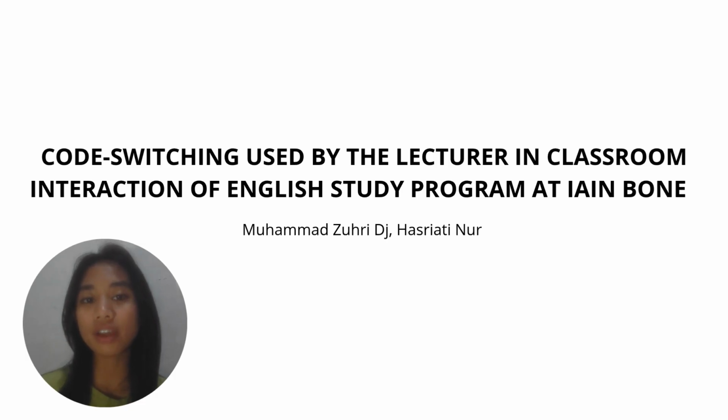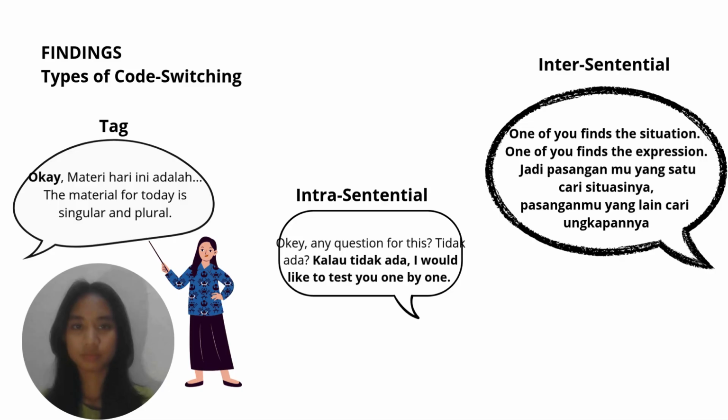So, in their classroom observation and video recordings, they discovered that the lecturer used three types of code switching. The first one is tag switching, the second one is intrasentential switching, and the third one is intersentential switching. Now, let me explain this briefly using the data from the research. As I have mentioned before, there are three types.